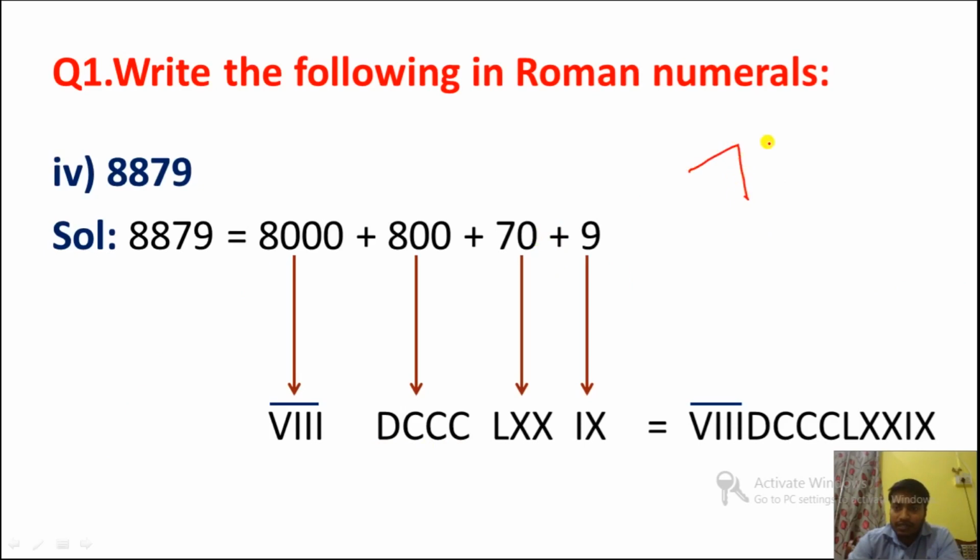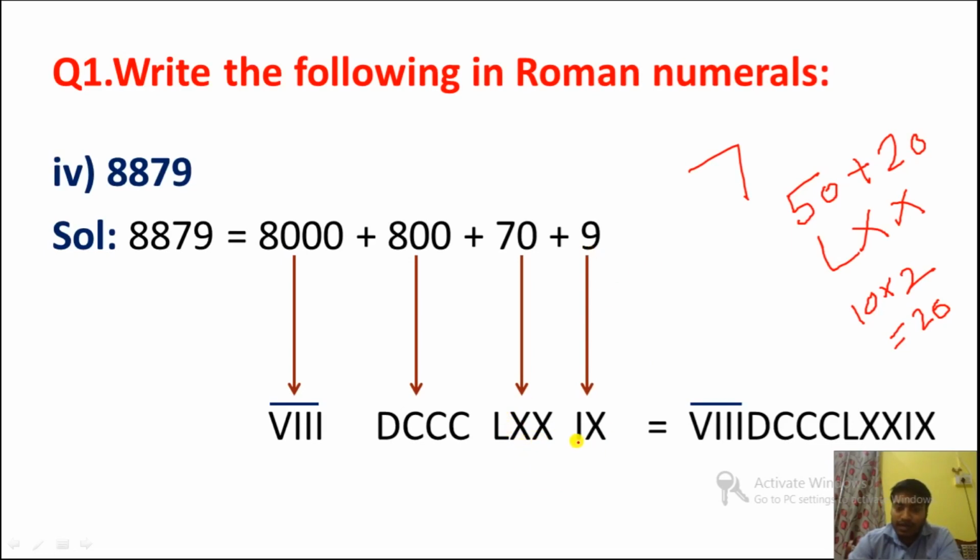70 we can write like this: 50 plus 20. For 50 we have a separate symbol L, and 20 we can write as XX. The value of X is 10 and it is repeating 2 times, so 10 is multiplied by 2 and we get 20. So 50 plus 20 is 70, and we can write LXX. The smaller value symbol is written just on the right side of the higher value symbol, so there will be addition.